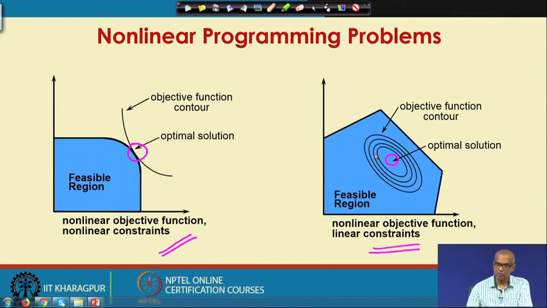Note that for a linear programming problem, the optimal solution will always be a corner point. So, the optimal solution could have been here, here, here, in any of these corner points, or maybe here. But in case of a nonlinear programming problem, the optimal solution may lie anywhere within the feasible region.